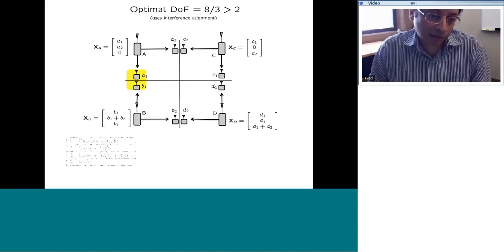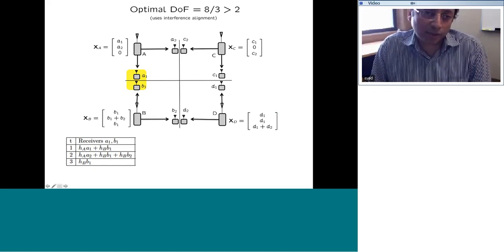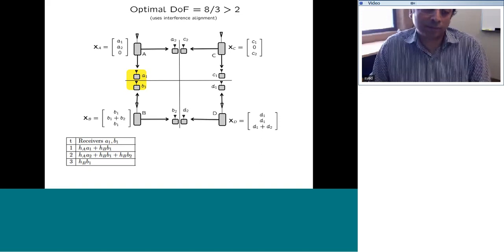Let's see what happens. Receivers A1 and B1, during the first channel use, they will see a linear combination of A1 and B1. Second channel use, they will see a linear combination of A2 and B1 plus B2. And third channel use, they will see just B1. So can they recover A1 and B1? Well, of course, from the third channel use, they recover B1, and from there, you can subtract it out from the first one, you get A1 as well. So both of these can decode A1 and B1.